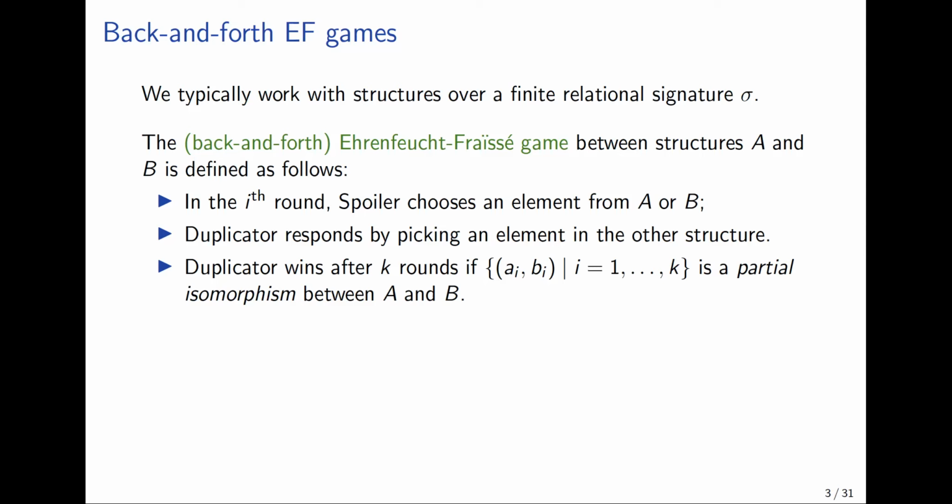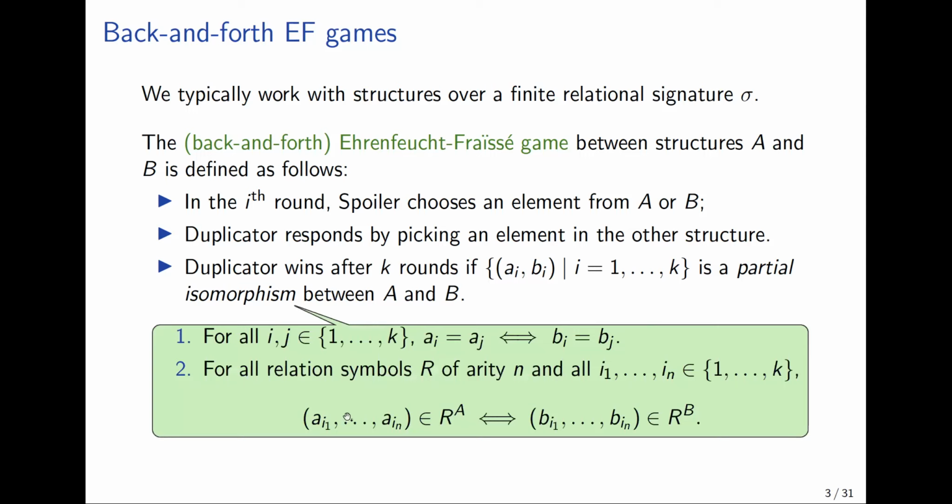So after k rounds, you have a relation which is given by these pairs of elements which have been chosen, and Duplicator wins after k rounds if this relation is a partial isomorphism between A and B. Explicitly, that means that these two conditions are satisfied. The first condition says that the relation is functional, so it's the graph of some function. This function is injective. That's the right-to-left implication in item 1. It's also surjective by construction, and the second item says that this function is an isomorphism. So it preserves and reflects the relation symbols.